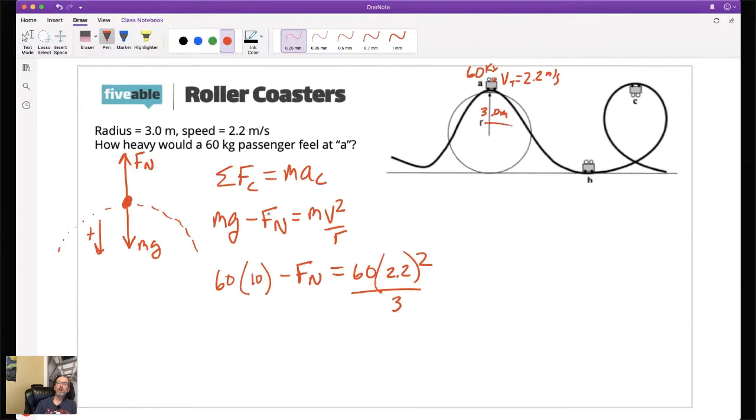Now I could have rearranged this and made it so that I put Fn on this side and moved mv squared over r to the other side, but I didn't, and that's okay. So you can just do it however you want to.